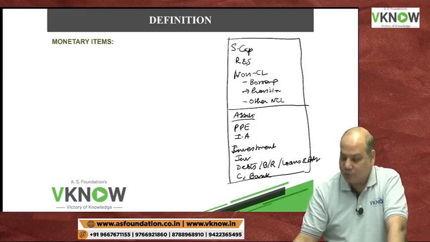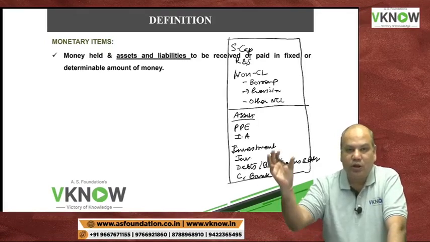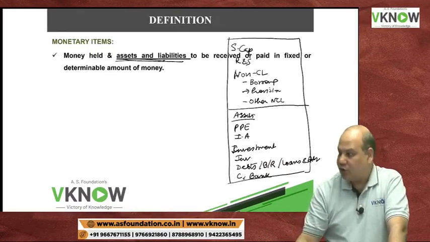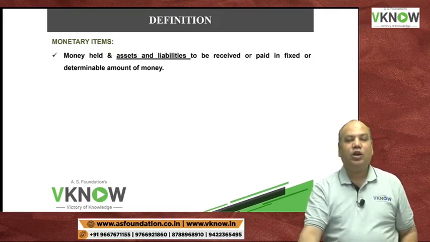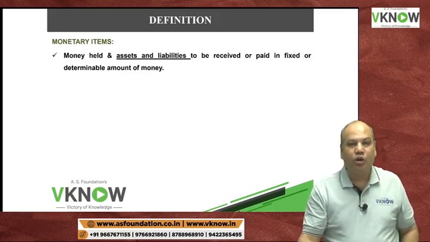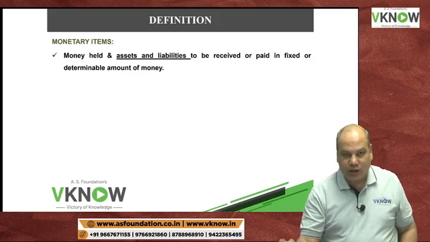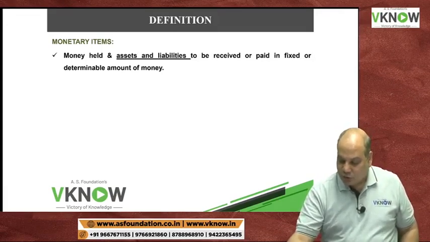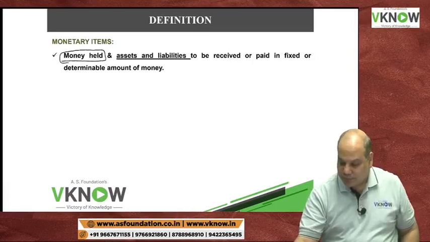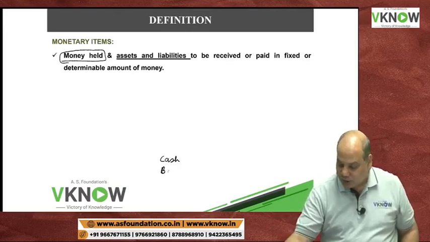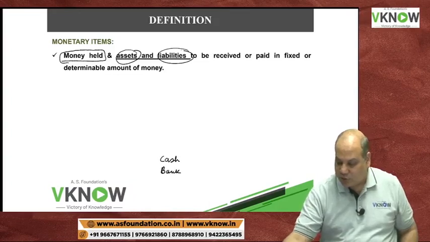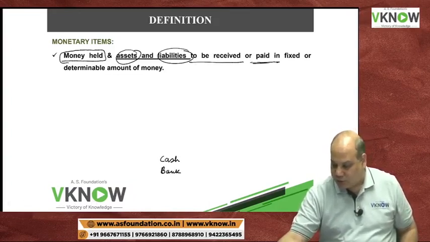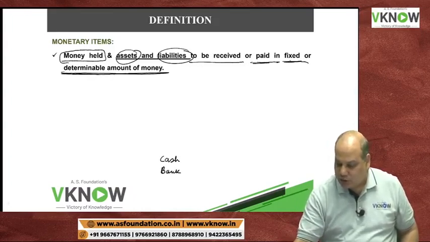So a very important point: how will you identify whether a given asset or a liability item is a monetary item or a non-monetary item? The standard has defined monetary items as money held. So cash in hand is always a monetary item. Cash at bank is always a monetary item. And those other assets and liabilities to be received or paid in a fixed or determinable amount of money.